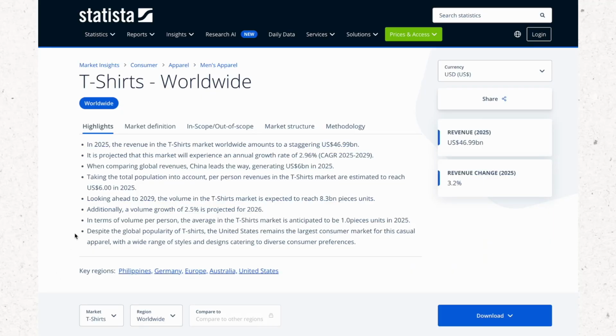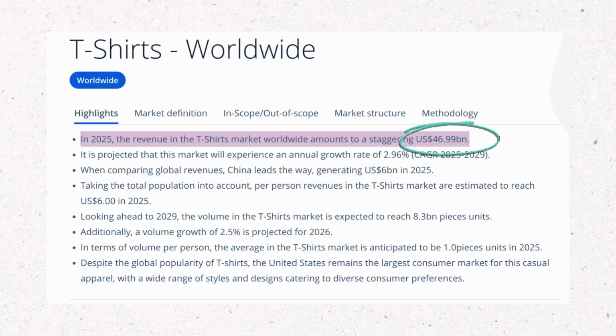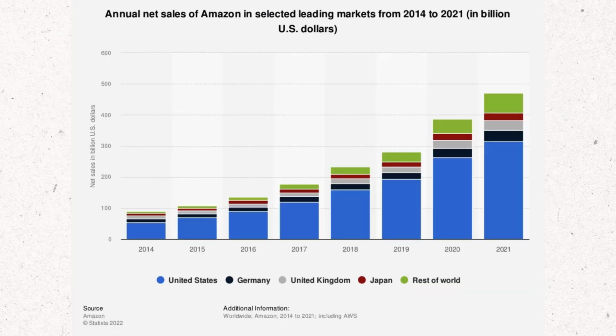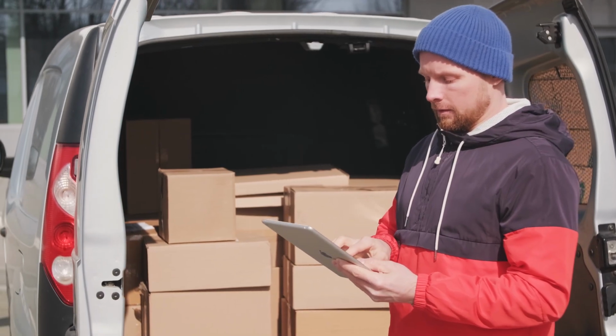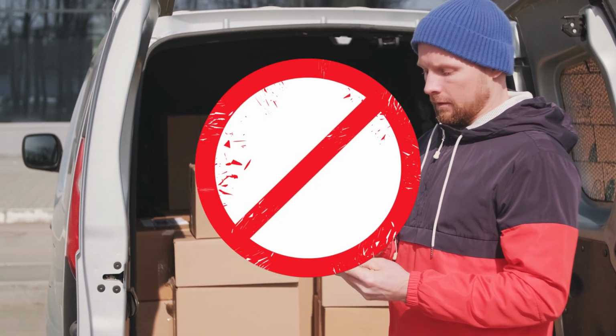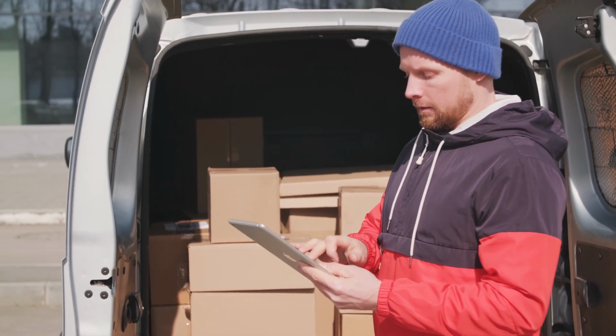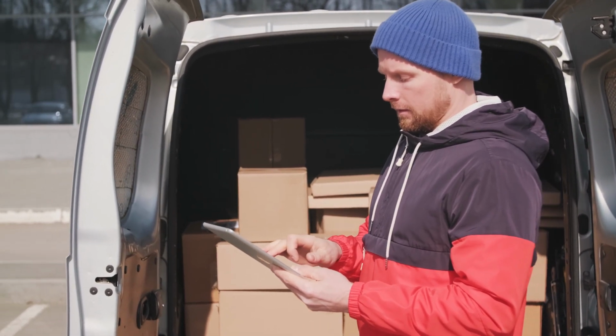So the global t-shirt market is booming. It's the perfect time to jump right in. They are projected at $46.99 million in this year, 2025. Amazon, with over 300 million active users, offers a massive platform for sellers to sell on. So by leveraging print on demand, you can sell custom designs without holding any inventory or even managing shipping. So let's dive into how we can create your Amazon seller account.